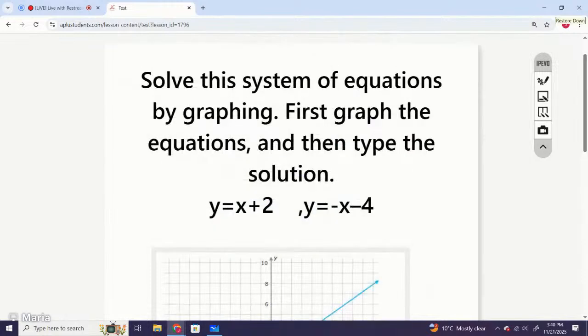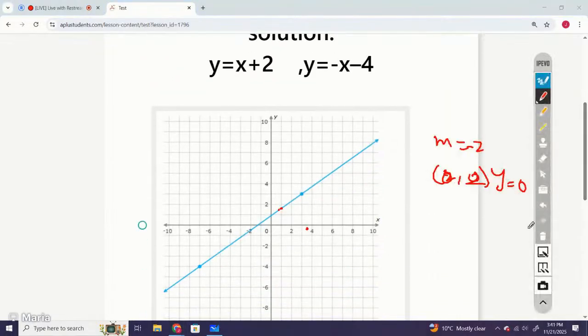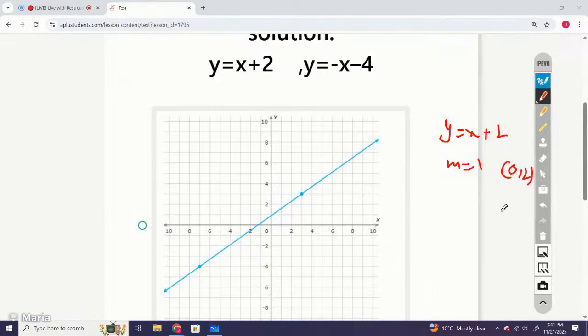Okay, the next one is solve the system of equations by graphing. First graph the equations and then type the solution. Start with the first equation, y equals x plus 2. So we have the slope and the y-intercept, that is x is 0, y is 2, right? Now for the second equation, we have the slope that is negative 1, and then we have the point that is 0 and negative 4.